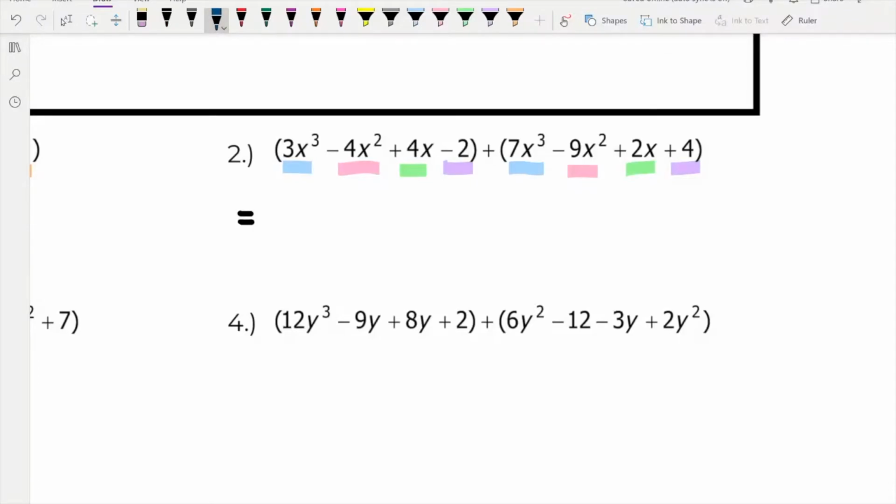So I have 3x to the power 3 plus 7x to the power 3, so that gives us 10x to the power 3. I have minus 4x to the power 2 plus a negative 9x to the power 2. So those are both negatives, I'm adding two negatives. So that gives me negative 13x squared. I have a positive 4x plus a positive 2x. So that gives me a positive 6x. And then I have a negative 2 plus a positive 4, which gives us positive 2.